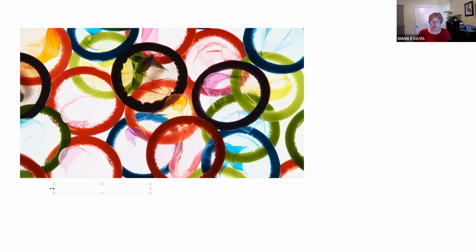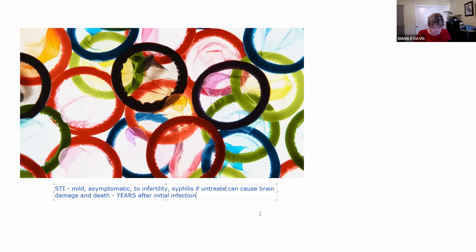If you think you have a sexually transmitted infection, see your doctor. So STIs range from mild conditions or asymptomatic conditions to infertility, which is mostly associated with gonorrhea, and syphilis, if untreated, can cause brain damage and death. And it can cause those years after the initial infection. So it's very important to be treated if you have an STI.